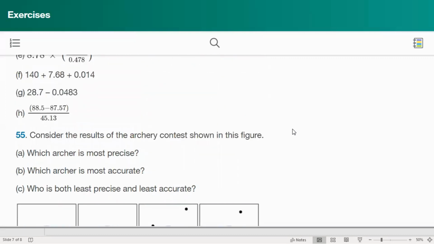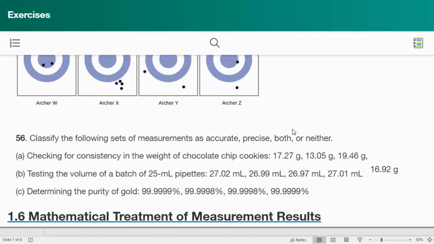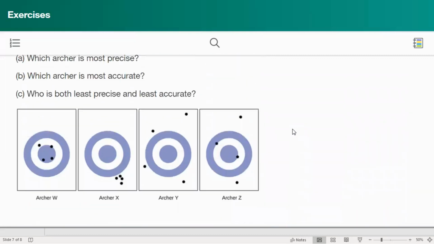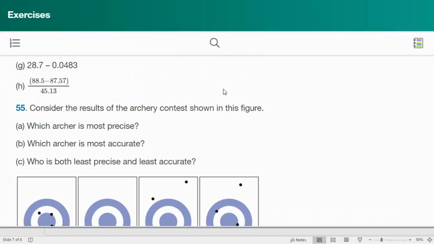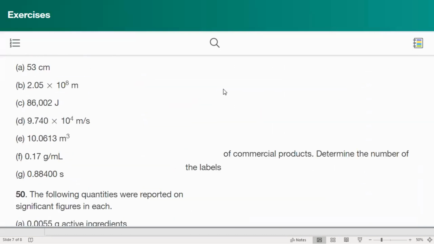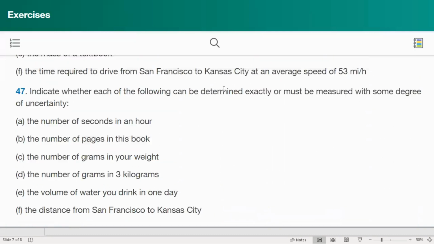So that's it for the odd numbered exercises. Just going back to this one, because it really bothers me. They said this is the one that's the least precise and least accurate. Maybe I'll just go see if I could blast through the even numbered exercises.